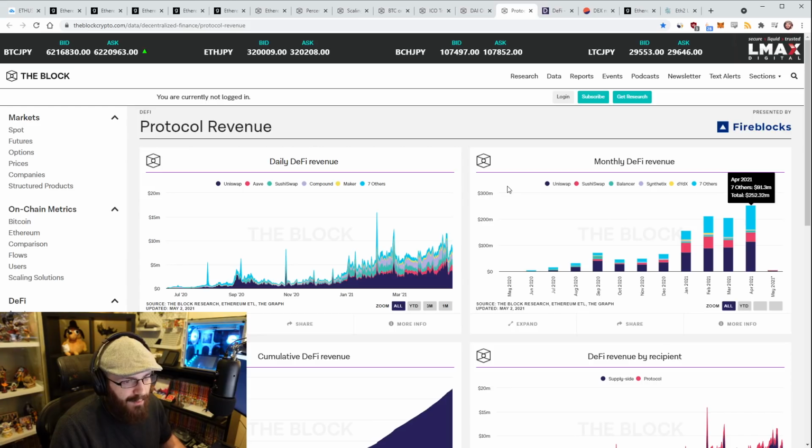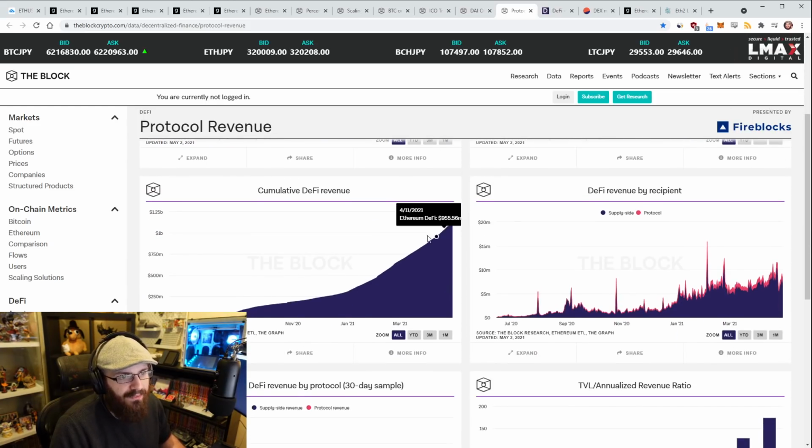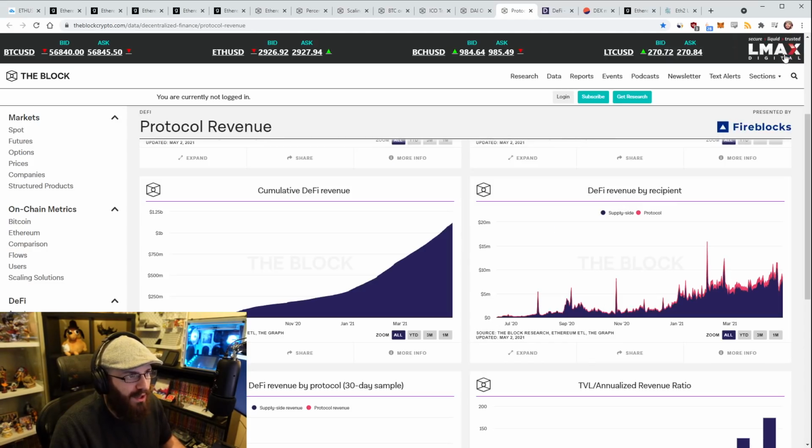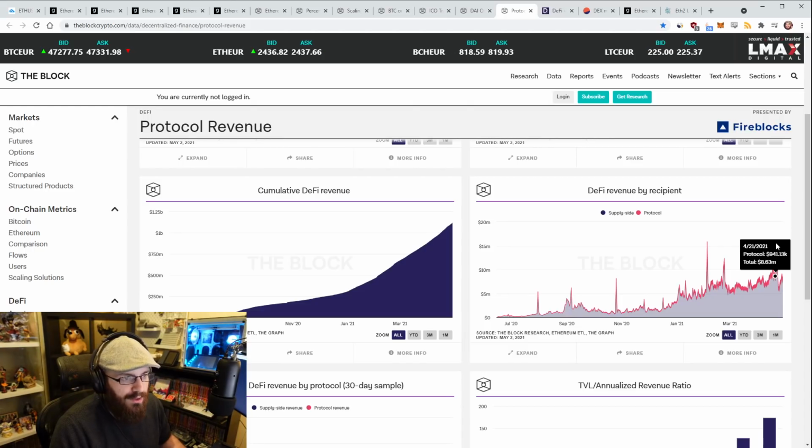That's obviously been going up as well. Cumulative DeFi revenue, this only goes up, crossed $1 billion recently, which is quite cool. And then DeFi revenue by recipient here. So as I was saying, protocol or supply side. Supply side basically means revenue being paid to liquidity providers on Uniswap, for example, rather than the protocol itself. So protocol revenue is much less because a lot of these protocols don't have a lot of fee capture going on.